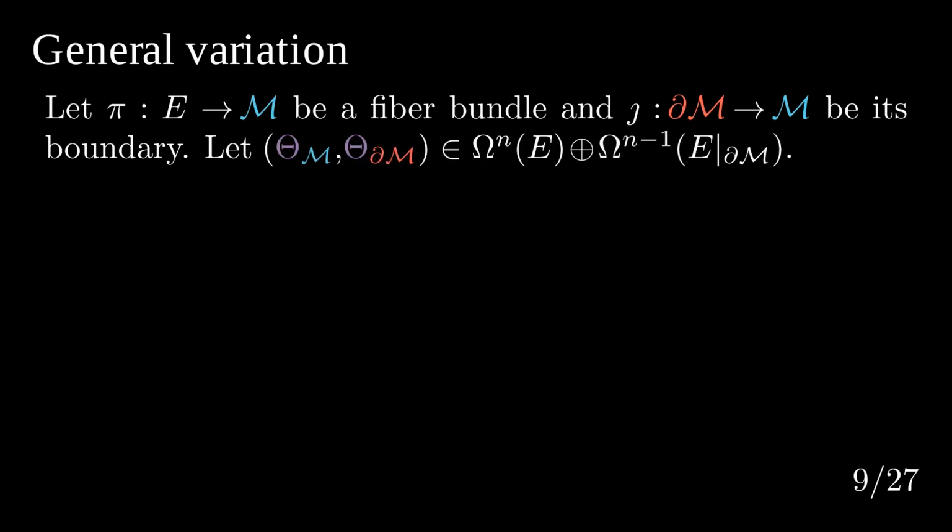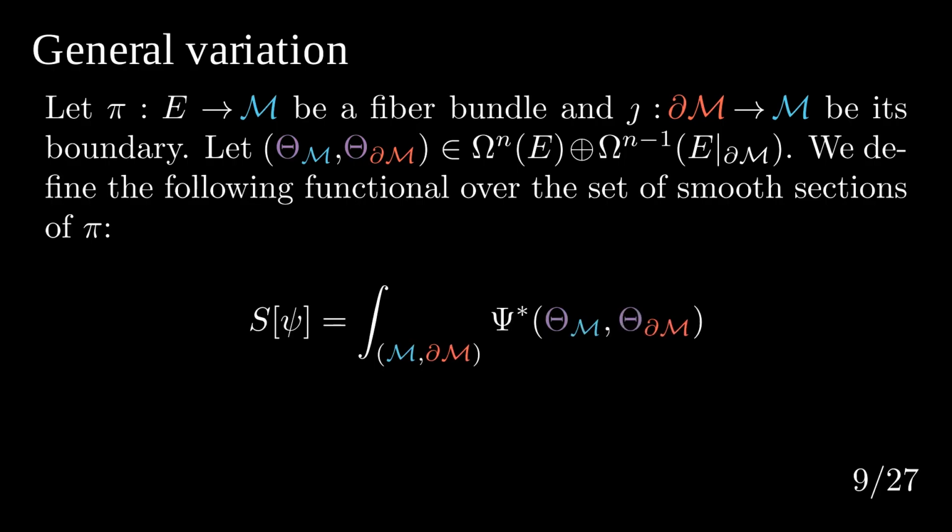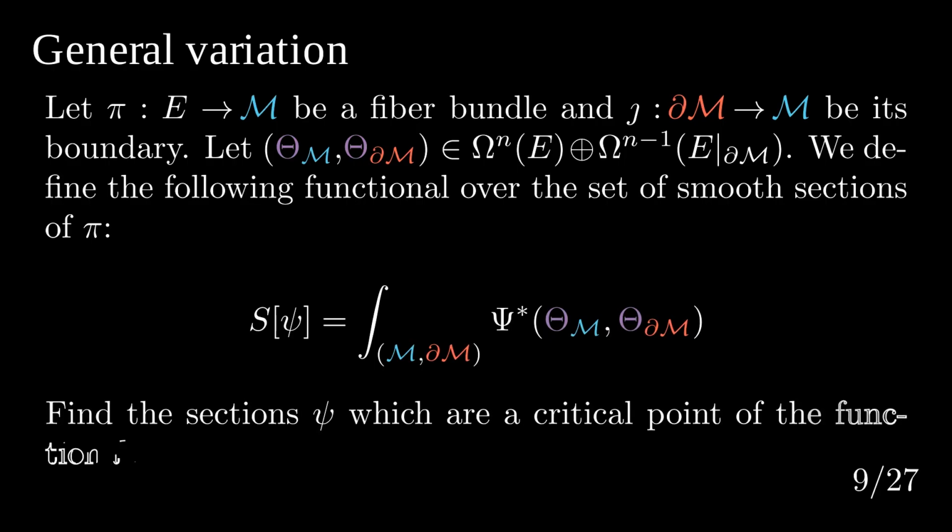So we are going to take two forms, one n-form and one (n-1)-form: one n-form in the bulk and one (n-1)-form on the boundary, and we are going to integrate them over the bulk and the boundary to form this function. This is going to be the action. So the problem consists in finding the section that is a critical point of this function.